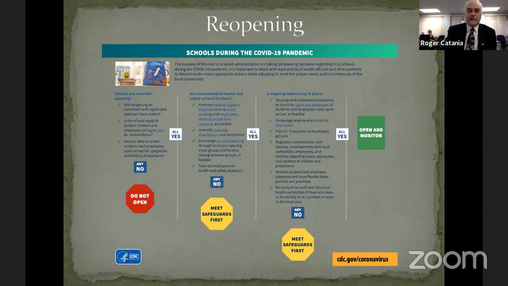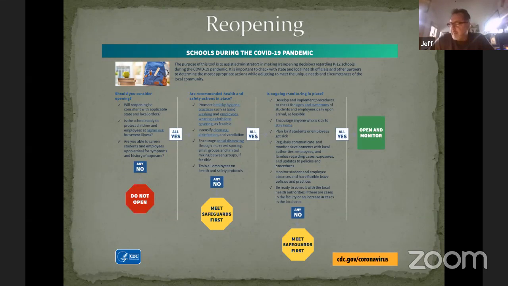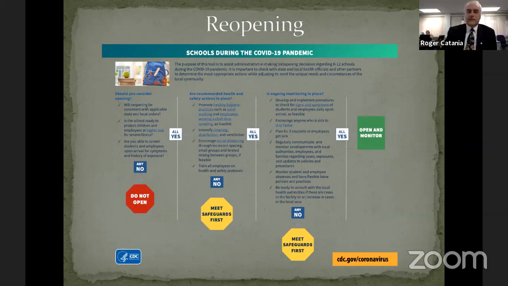Anything else on that? Roger, is there any kind of forum out there that you're aware of for superintendents and administrators within the state to start sharing ideas about possible scenarios and what you might be doing and might try to do? Have you seen anything like that?